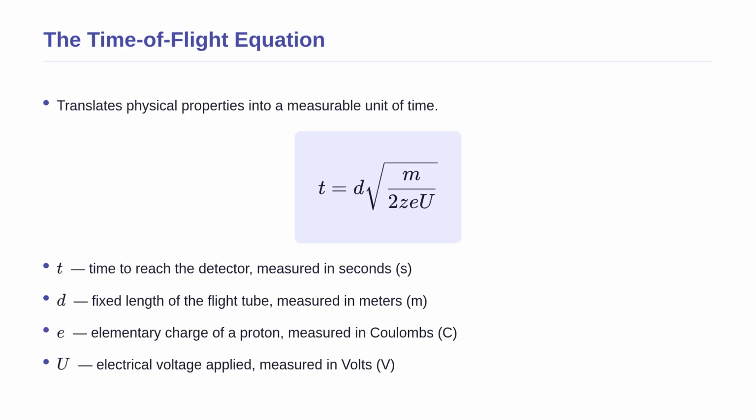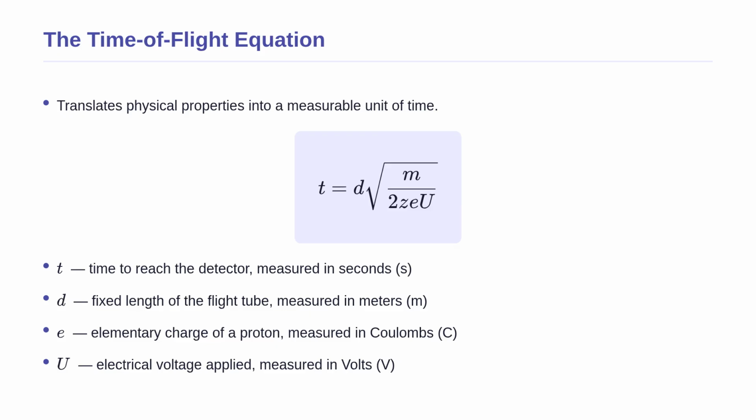This concept of measuring travel time brings us to the beautiful time-of-flight equation. Conceptually, this formula is derived from equating electrical energy to kinetic energy, allowing us to translate biological properties into a measurable unit of time. Let us break down the symbols.